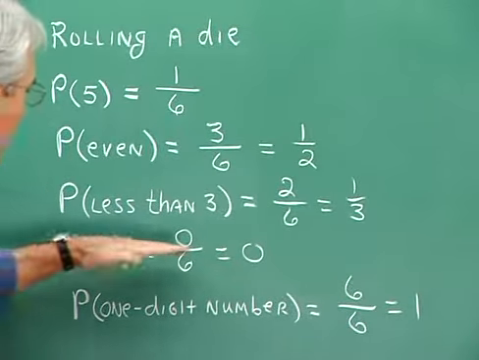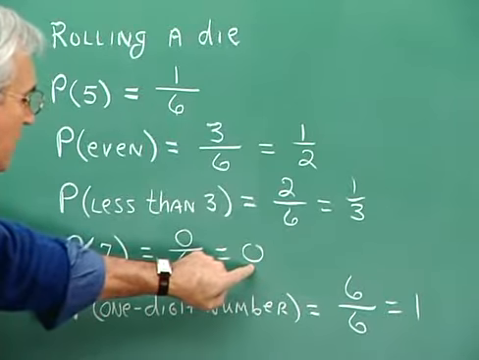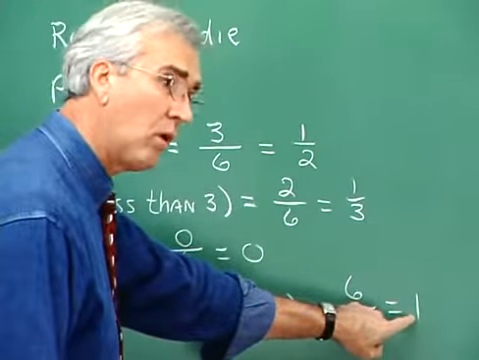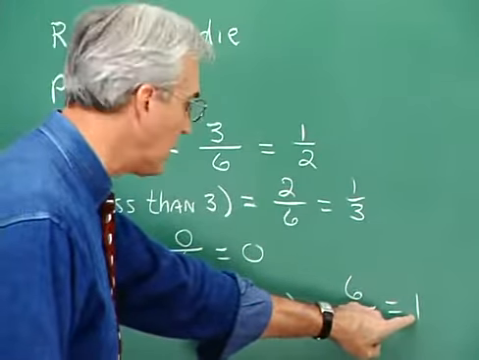So items which are impossible have a probability of 0 associated with them, and items that are certain have a probability of 1 associated with them. So probability numbers are numbers that are between 0 and 1 generally.